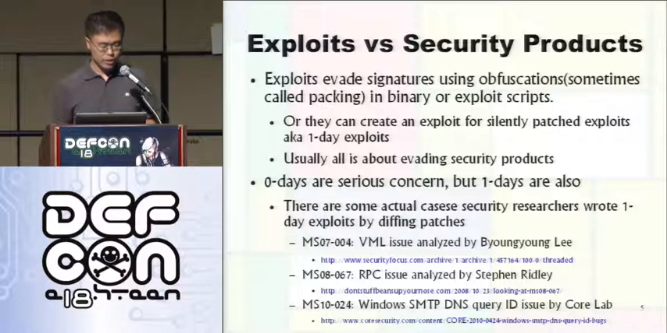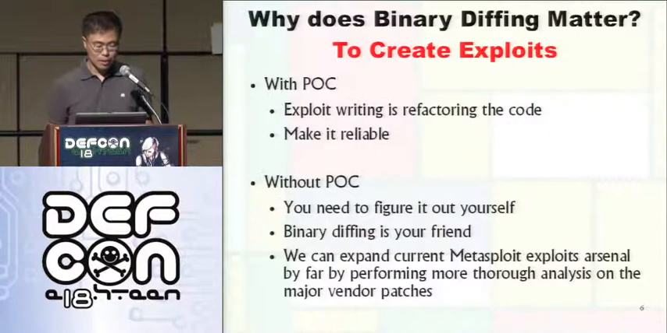And the next one is a very interesting one, MS10-024. This is a kind of undisclosed vulnerability from Microsoft. They were releasing patches for another vulnerability, and they included some undisclosed vulnerability patches inside it. And actually, it was caught by Core Security Lab here. So, yeah, it's a little bit embarrassing. So you can see why binary diffing matters here.